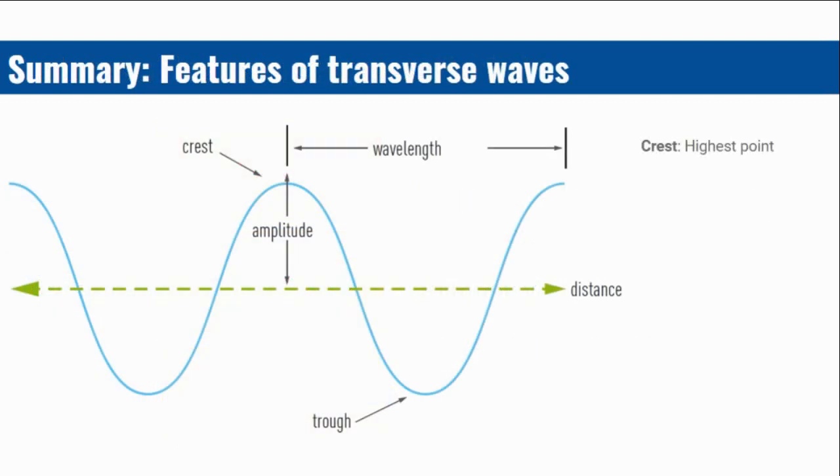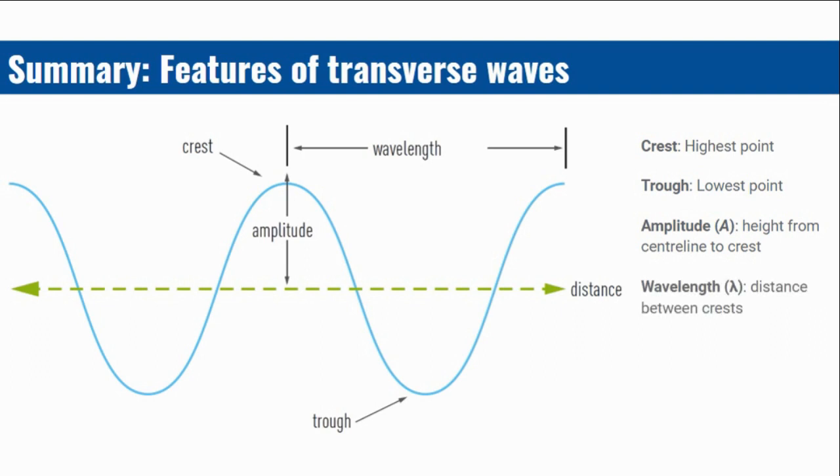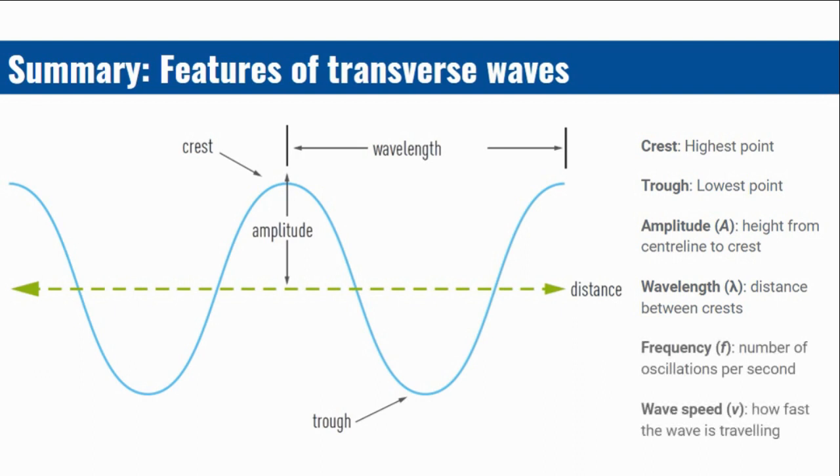Alright, to summarize, the crest is the highest point on a transverse wave, and the trough is the lowest point. Amplitude describes the height of the wave from the center line to the crest. Wavelength is the distance between 2 crests. Frequency is the number of oscillations per second. And wave speed is how fast the wave is traveling.